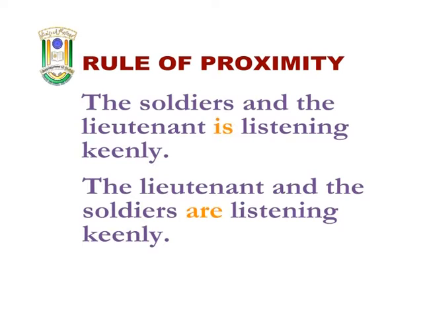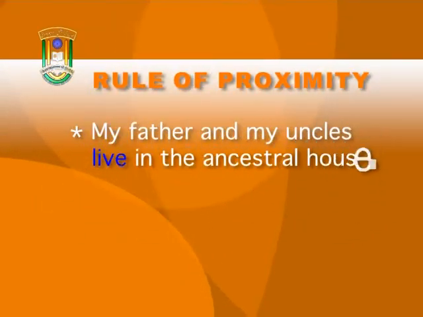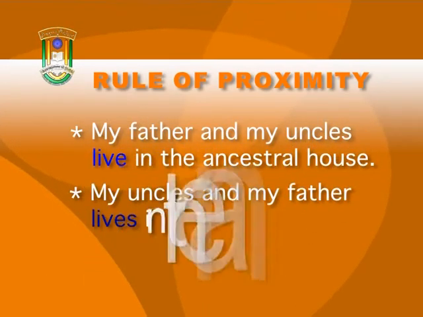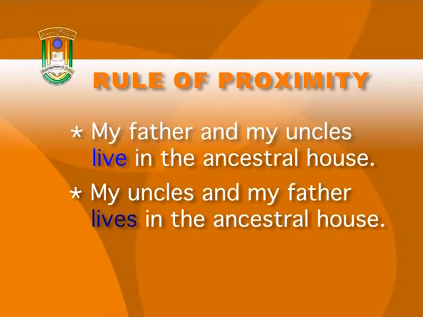Let us look at a few more uses of the rule of proximity. We have my father and my uncles live in the ancestral house. You can also say my uncles and my father lives in the ancestral house, and the same rule of proximity is being applied. In the first sentence, the subject my uncles is closer to the verb, and therefore the verb agrees with the plural subject. In the second sentence, the subject closer to the verb is my father, which is in the singular, and therefore the verb agrees with the subject, which is third person singular.